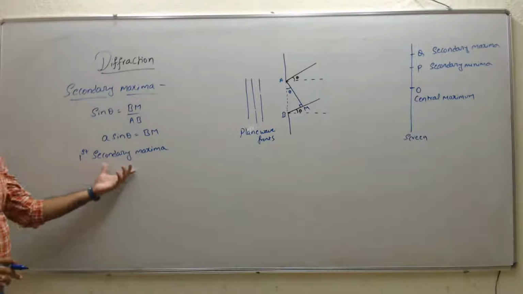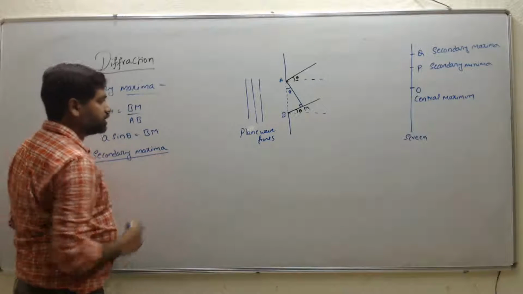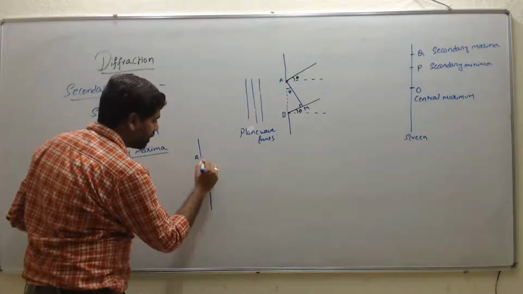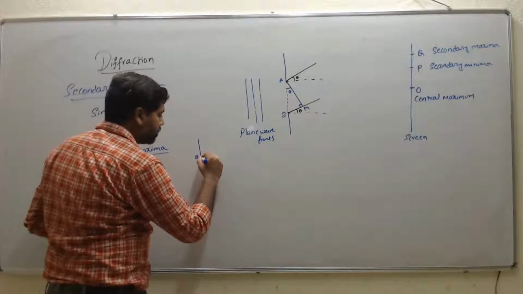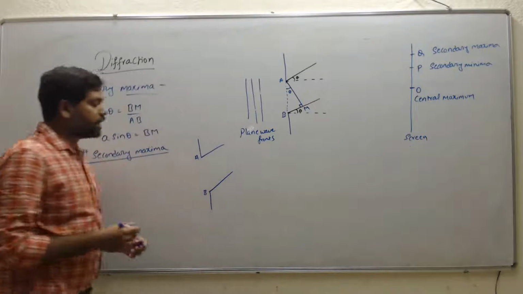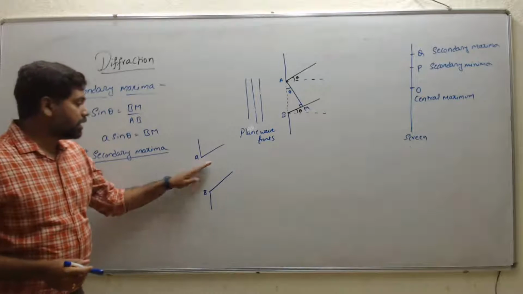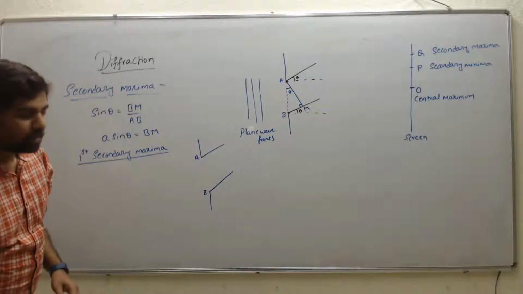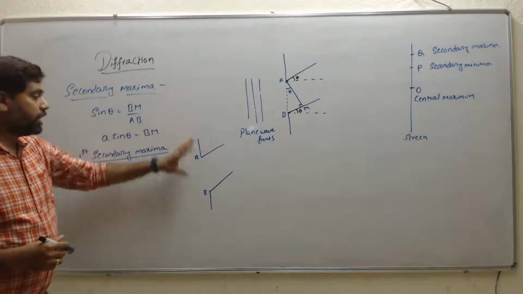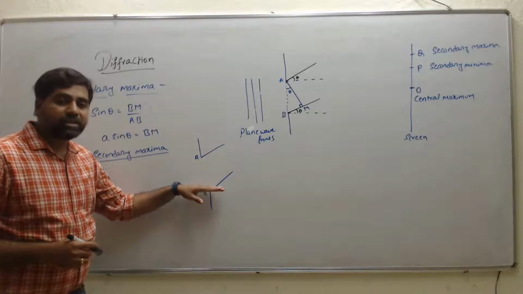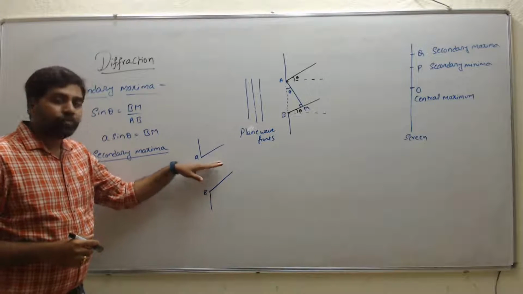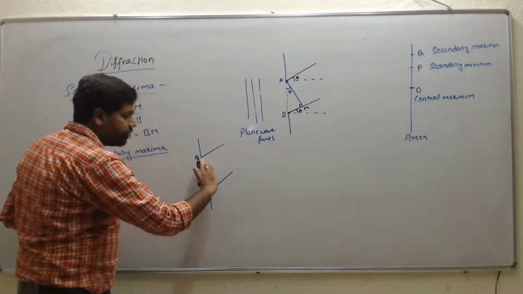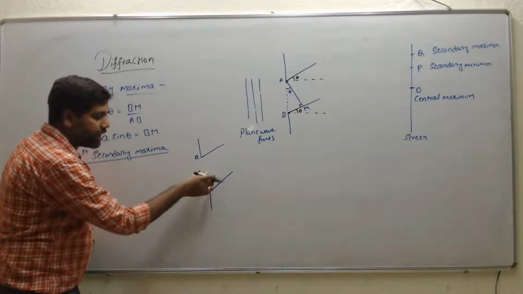For the first secondary maxima, what's the condition here? Taking the slit as we studied in the previous class, in a similar way here we are going to take one slit, and the rays emanating from AB make an angle theta with the horizontal. For the minima condition, we imagined this slit divided into two equal parts. So for the first minima we divided the slit AB into two equal parts, that is AC and CB.